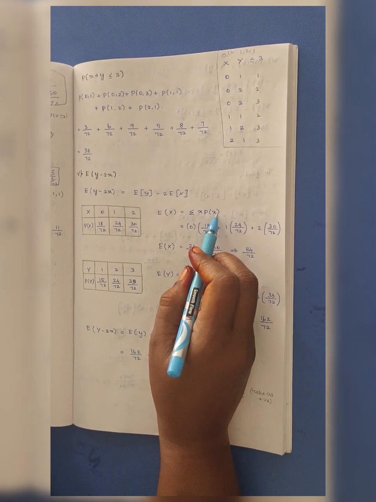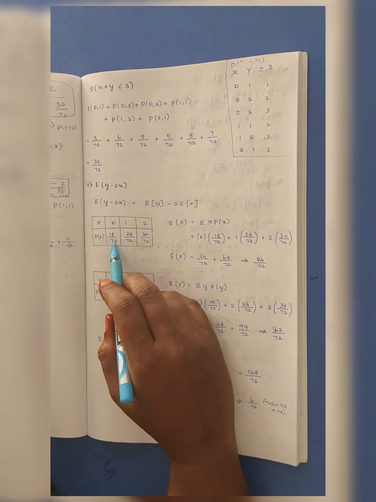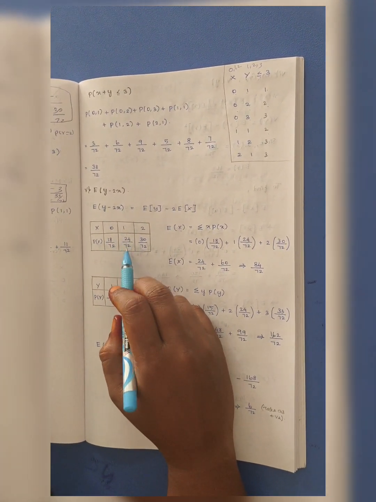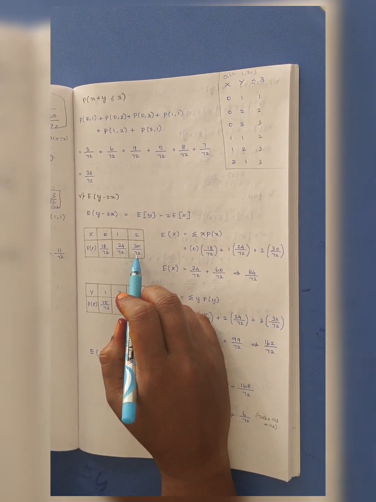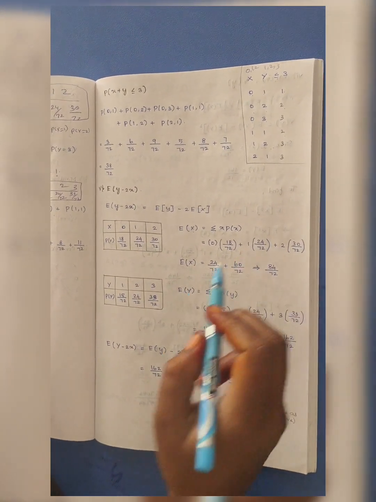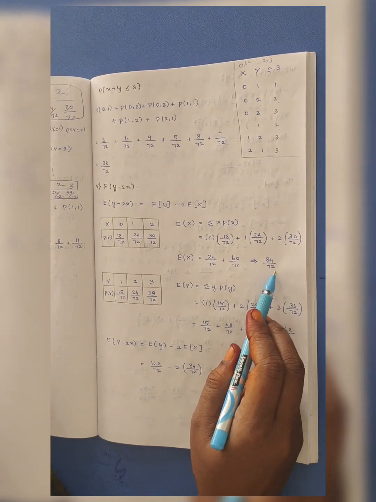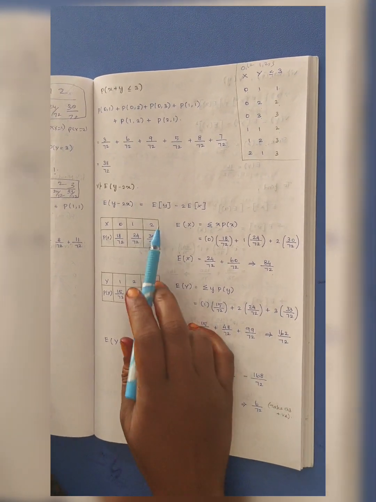The summation x p of x is the formula. We can multiply these two values, plus 1 into 24 by 72, plus 2 into 30 by 72. This is the formula. And E of x is 84 by 72. Okay. And similarly find the E of y.